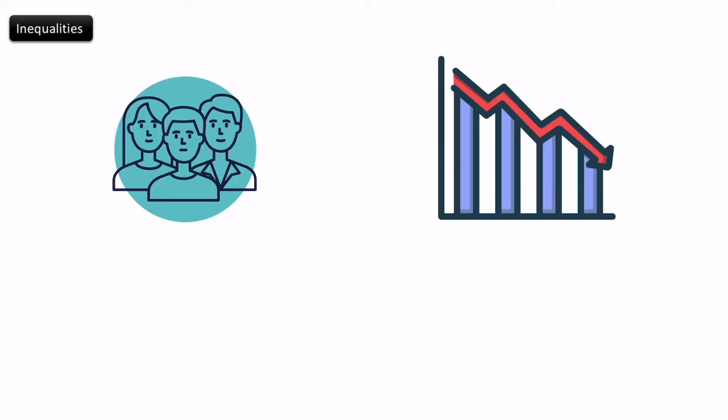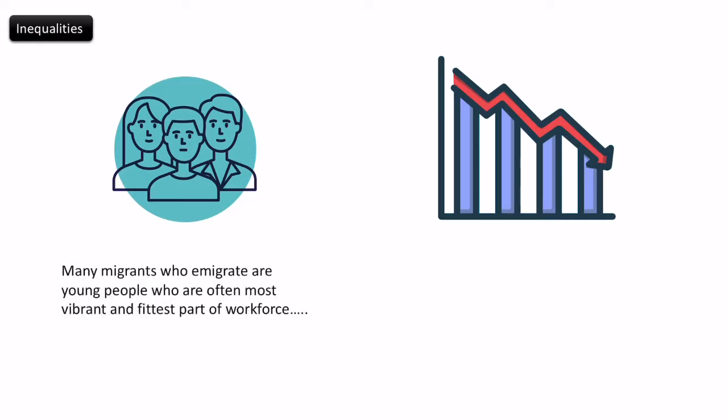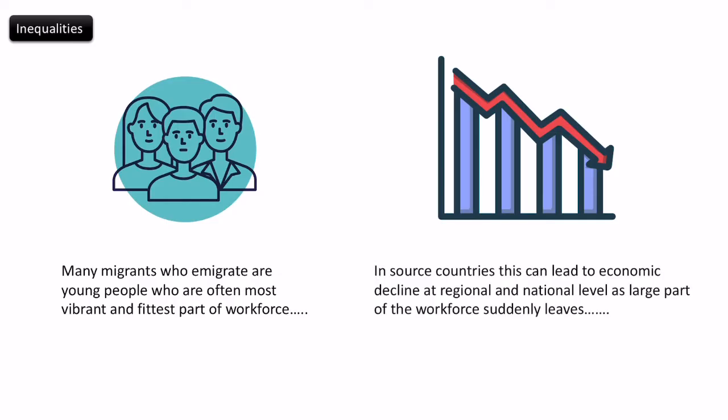Inequalities are where we see a difference between groups, and in this case, a difference between different countries caused by migration. One of the biggest inequalities is where we see many migrants who emigrate away from a country, and they are often the youngest people who are the fittest and most vibrant and able part of a workforce. If a country suddenly loses lots of those, so a source country will suddenly lose lots of young workers, then the economy can decline regionally and nationally because they haven't got a fully functioning workforce, and they're losing lots of very valuable labour which is going somewhere else.